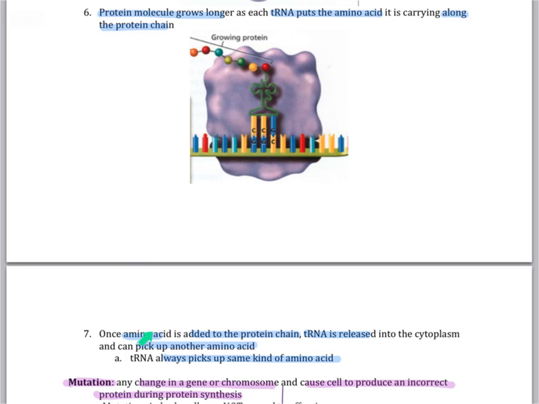Once an amino acid is added to a protein chain, the tRNA is released into the cytoplasm and it can pick up another amino acid. It picks up the same kind of amino acid always because it is coding for a specific group of 3 nitrogen bases.